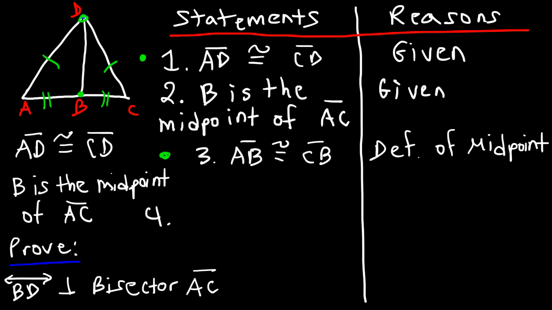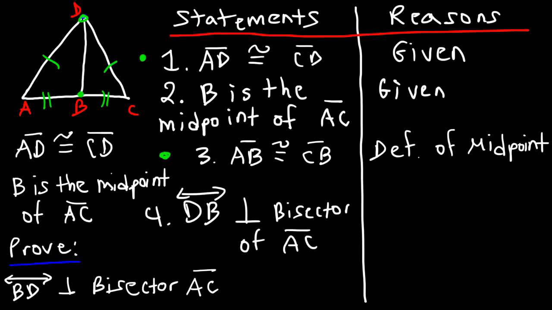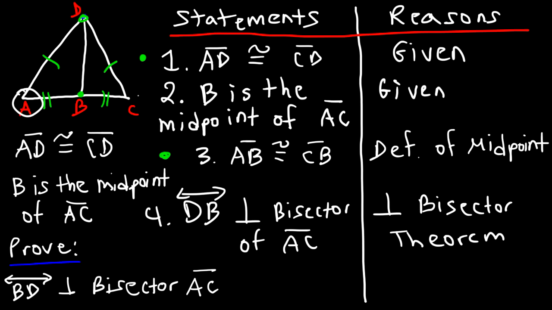So the final statement is that line DB, or line BD, is the perpendicular bisector of segment AC. And what can we put for the reason? This is based on the perpendicular bisector theorem. And remember, the perpendicular bisector theorem states that, at least a form of it states that, if 2 points are equidistant from the endpoints of a segment, then those 2 points, which are D and B, they determine the perpendicular bisector of that segment.